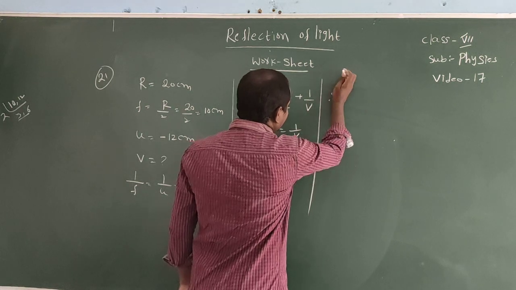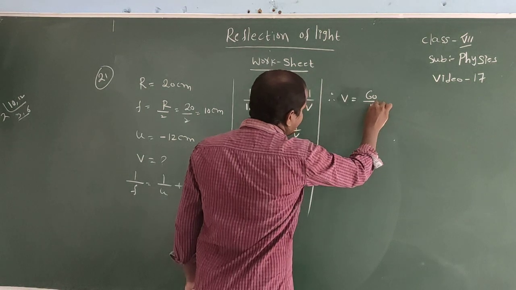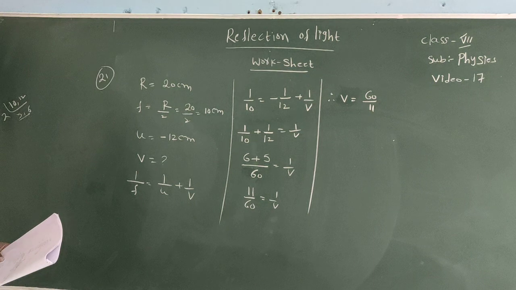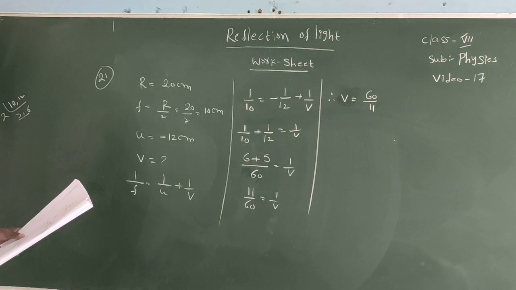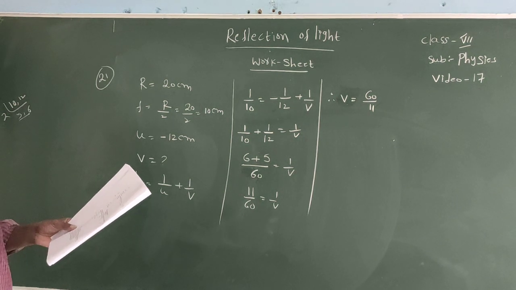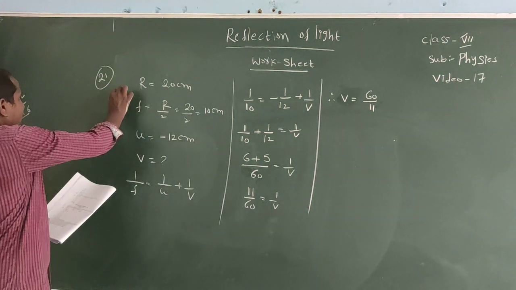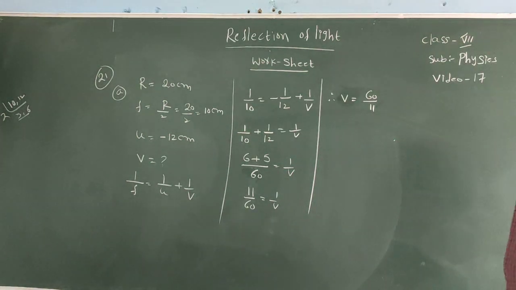Therefore v equal to 60 by 11. v equal to how much? 60 by 11. Option number A is the answer. For the 21st one, A is the answer.